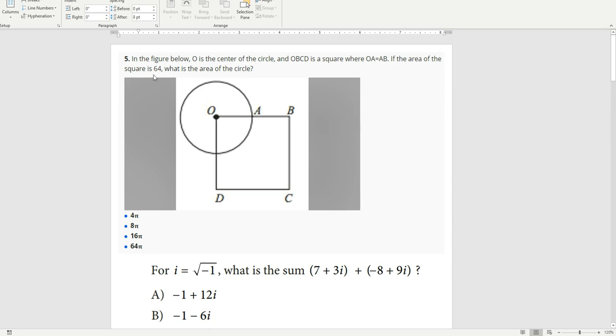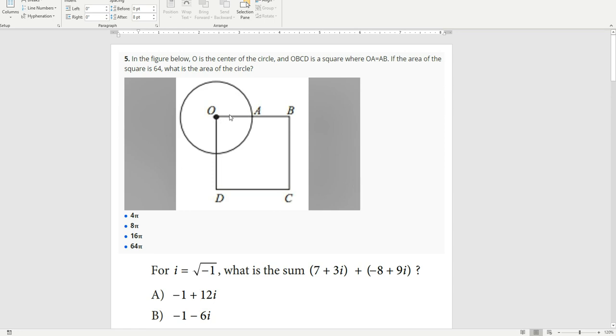So if the area of the square is 64, meaning the side squared is 64, that means the side is 8. So if you cut that side of 8 in half, it is 4 and 4. That means the radius of the circle is 4. So what is the area of the circle?